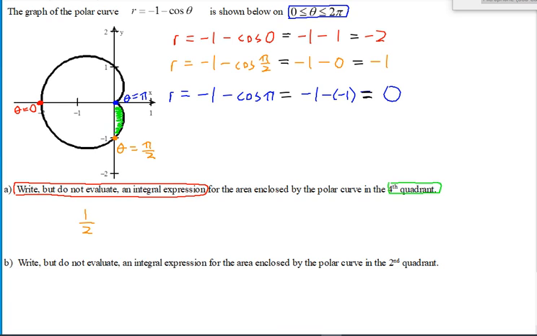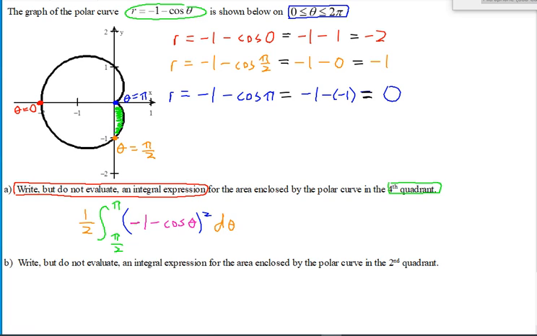And then the integral from pi over 2 to pi, that's what we just figured out. And then it's always the radius squared. And here's our particular radius in this case, negative 1 minus cosine theta, so that's what goes in here. Negative 1 minus cosine of theta. And then don't forget, it always gets squared, and then times d theta. And this one said write but do not evaluate, so we can just leave it like that. And that, if we worked it out, either by hand or with a calculator, would give us the exact area of this little region right here in the fourth quadrant.